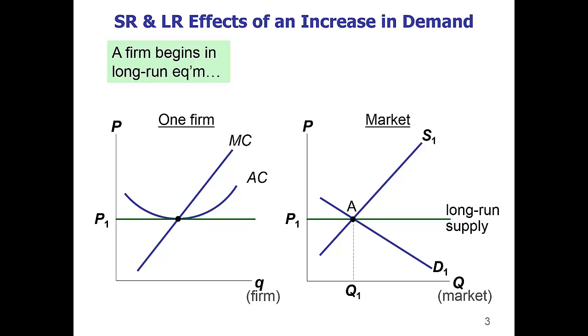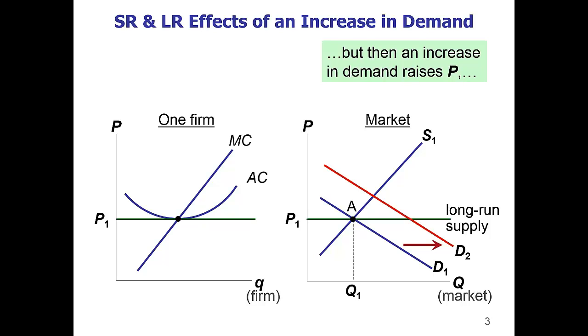So let's assume that we're currently in a long-run equilibrium. So we're holding the condition that all firms have identical costs, and on the left-hand side here, we see a firm that represents the typical firm in this industry. We're currently in a long-run equilibrium because at P1, the price is equal to average cost.